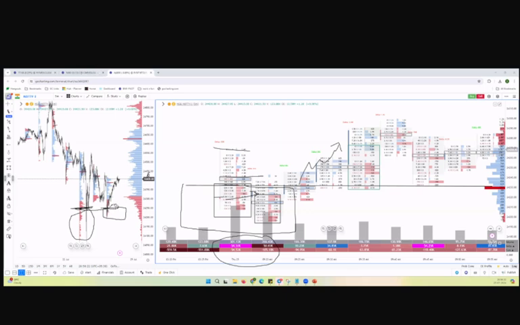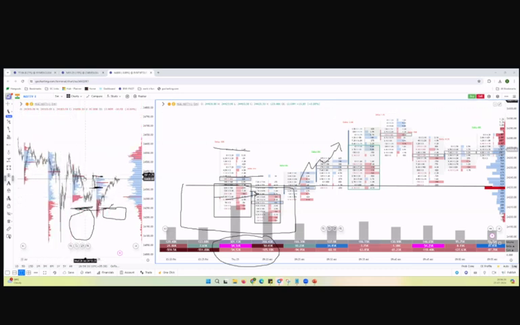Once this happens, where do I target? One target would be this value zone from yesterday. Another target will be the VPOC from yesterday. Eventually, if you see, price topped out at the VPOC from yesterday, exactly at the top, almost there. So price pulled back into range, went to the VPOC of yesterday and paused there.